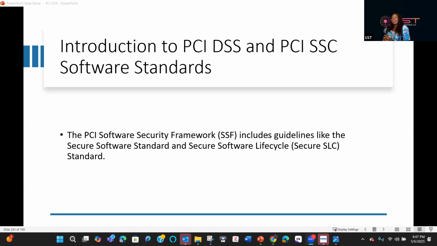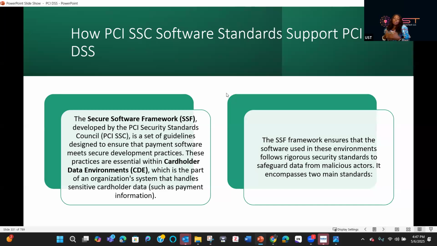First, the PCI Software Security Framework (SSF) includes guidelines like the Secure Software Standard and the Secure Software Lifecycle Standard. Remember, I think we briefly spoke on this when we talked about developing those applications. At the end of the day, we made mention of secure code review. But the SSF, that's the PCI Secure Software Framework, is developed by the PCI Security Standards Council. It's a set of guidelines designed to ensure that payment software meets security development practices.